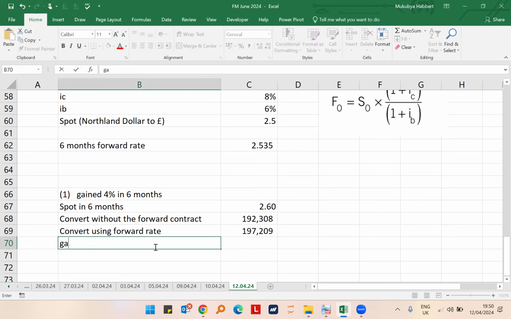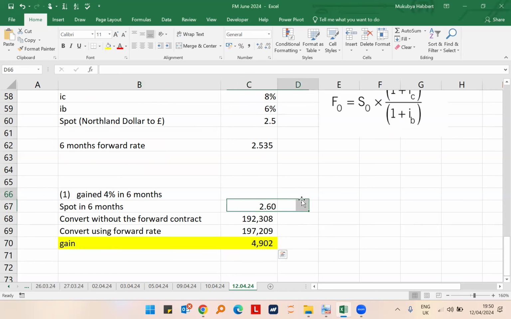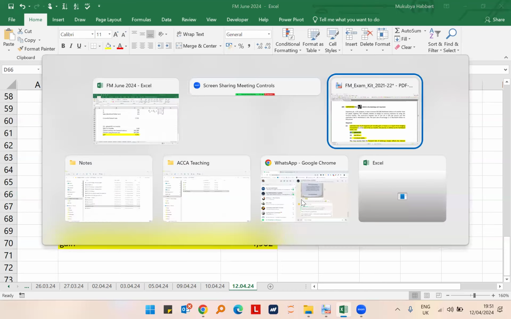Therefore, here I'm making a gain of 197 minus 192. So I'm getting a gain of 4,900. Is that point clear? From that gain? Yes. Okay. So now we look at the second scenario.